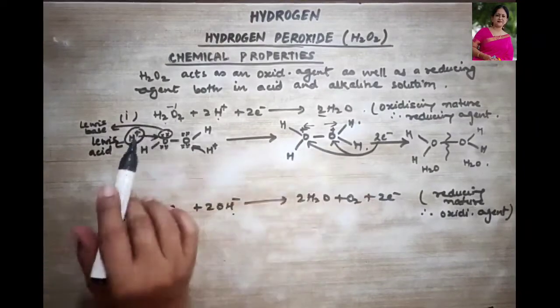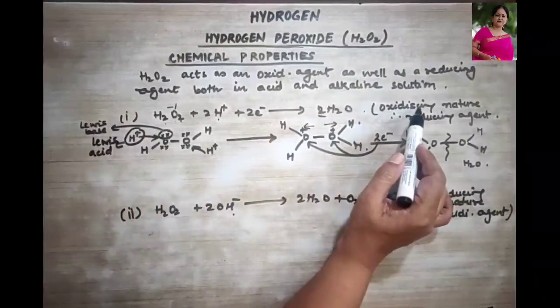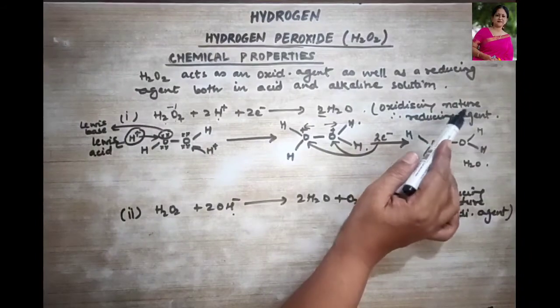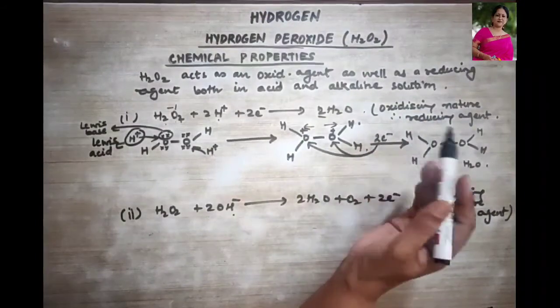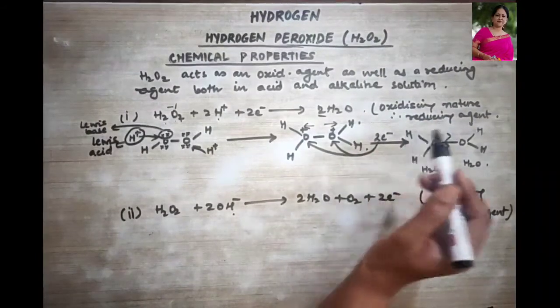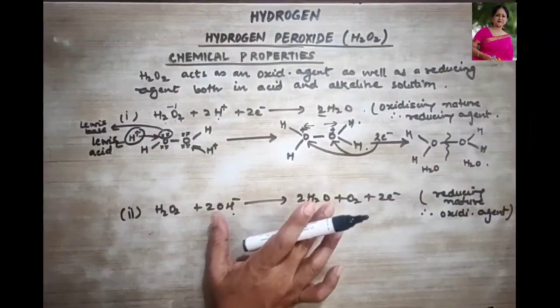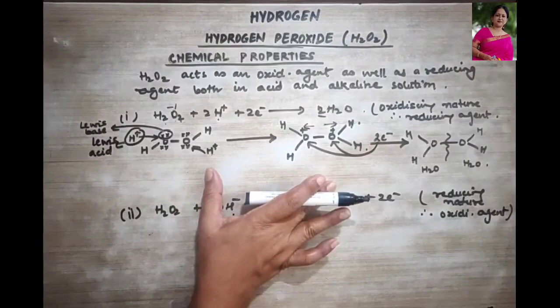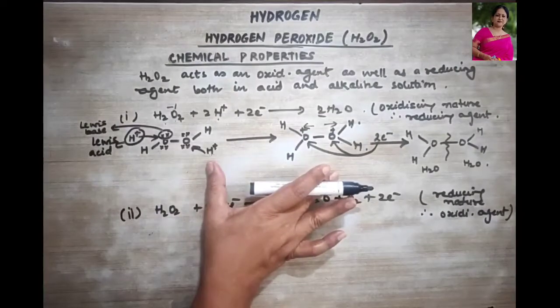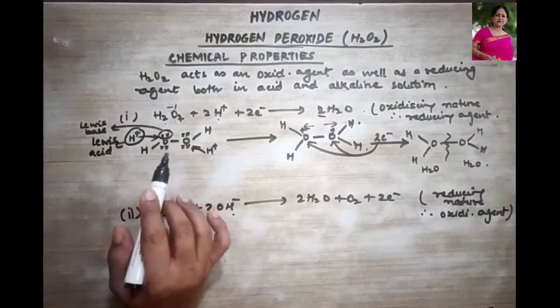Therefore over here hydrogen peroxide is acting like an oxidizing nature, or we may say that it is getting oxidized over here, and therefore it acts like a reducing agent. I hope this is very clear to you. Let me explain it to you once again. If any doubts, you can ask.